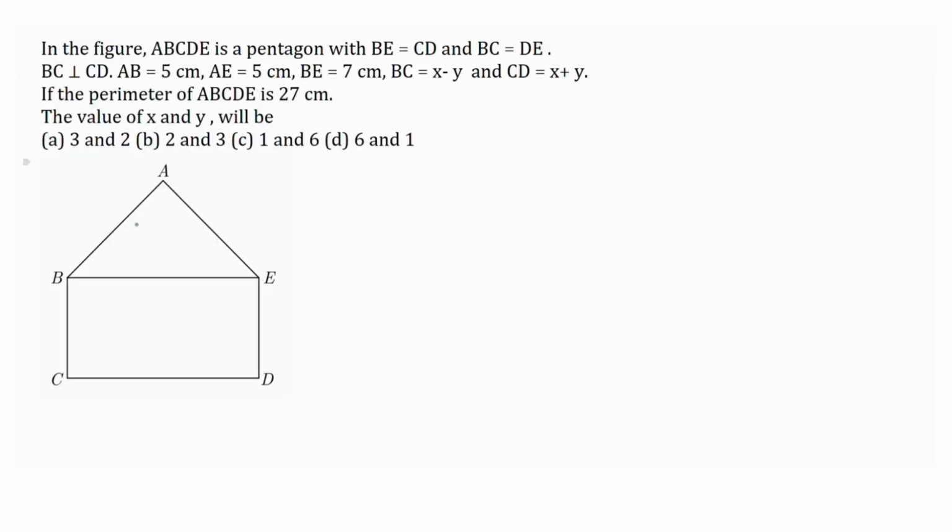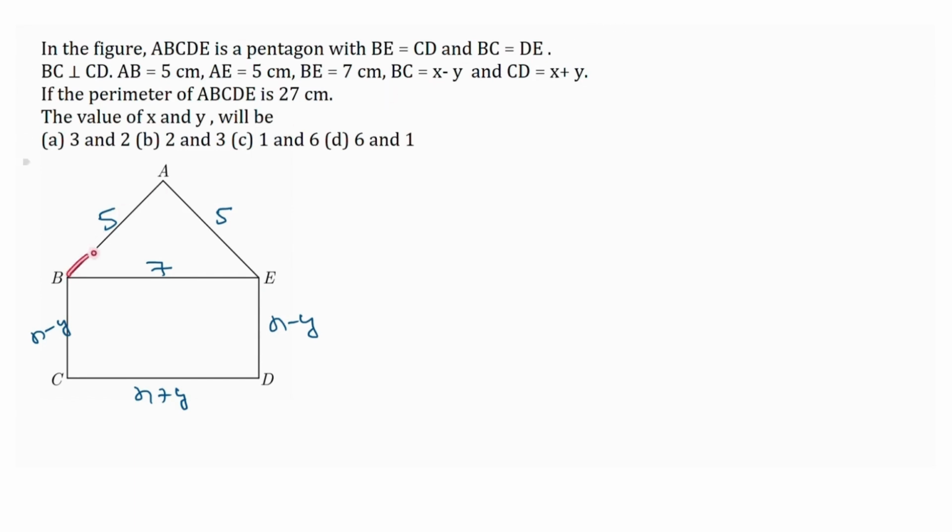So let's begin with labeling the measurements in the figure. We are given AB as how much? 5. AE, which is 5 again. BE, that is 7 centimeter. BC is X minus Y. And CD is X plus Y. And we are given the length of BC equals DE. So BC is equal to DE. Since BC is X minus Y, so we can write DE also as X minus Y. Find the perimeter of this figure, and this perimeter is how much? 27.